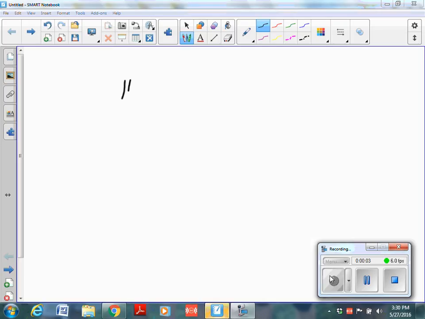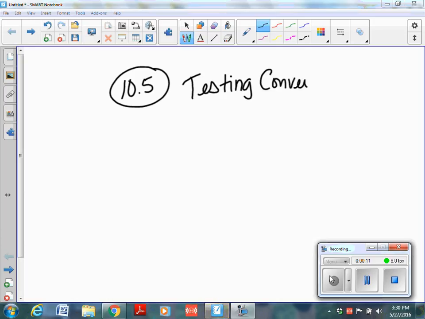Okay, 10.5 is testing convergence at endpoints. Okay, again, this is a very lengthy section. There's a lot of theorems, and I'll go through a few things with you.